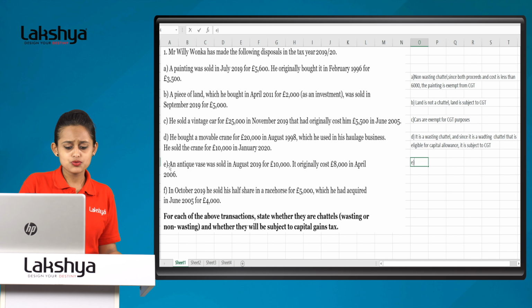Okay. Then next one, an antique vase was sold in August 2019 for 10,000. It originally cost 8,000 in April 2006.